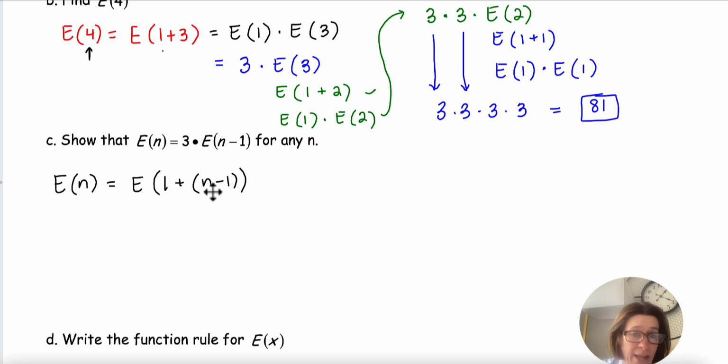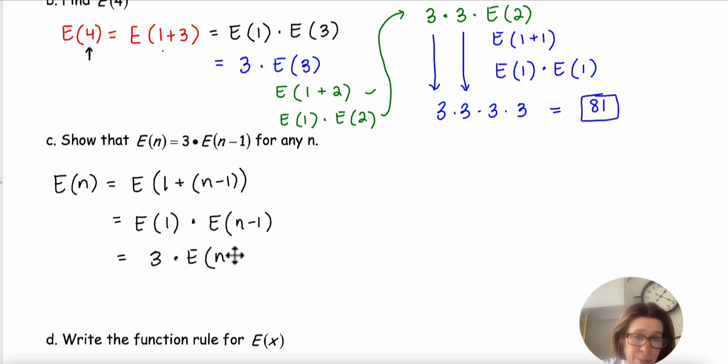Okay, so that's going to give me e of 1 times e of n minus 1. And therefore, we know e of 1 is 3, so 3 times e of n minus 1. Remember, n minus 1 means 1 less or the previous term, okay?